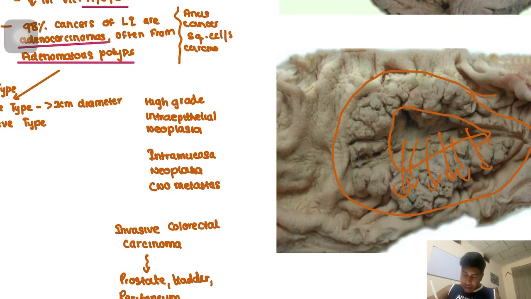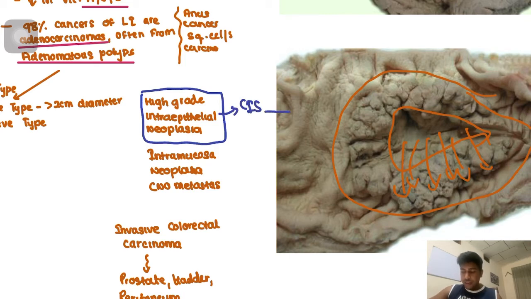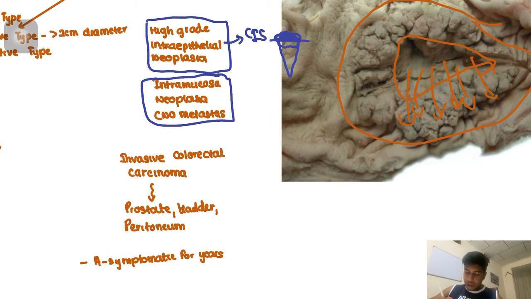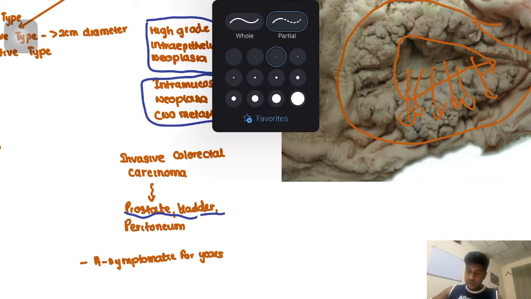And there's 3 levels of this carcinoma formation. First, high-grade intraepithelial neoplasia. This is basically carcinoma in situ. It hasn't penetrated into the bottom layers. It's still within the confinements of the basement membrane. Next, intramucous neoplasia. It has entered the mucosa layer, but still hasn't started spreading. And finally, we have the invasive colorectal carcinoma, which can spread to the prostate, bladder, or peritoneum. These are the structures close by to that.